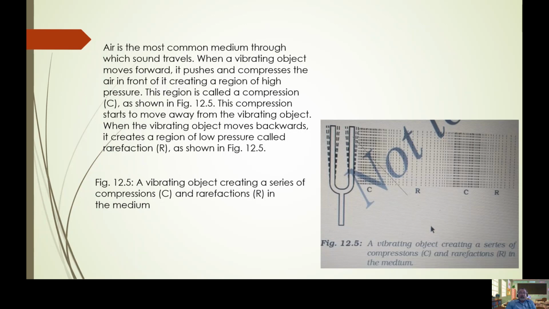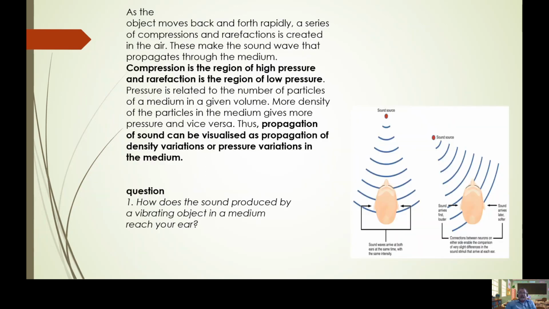When the vibrating object moves backwards, it creates a region of low pressure called rarefaction, as shown in figure 12.5. A vibrating object creating a series of compressions and rarefactions in the medium. The object moves back and forth rapidly, and compressions and rarefactions are created, and these propagate through the medium. Compression is the region of high pressure, rarefaction is the region of low pressure.